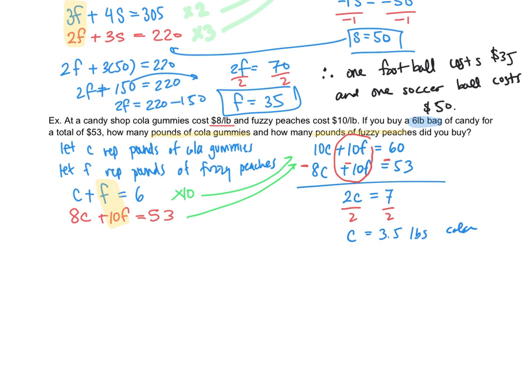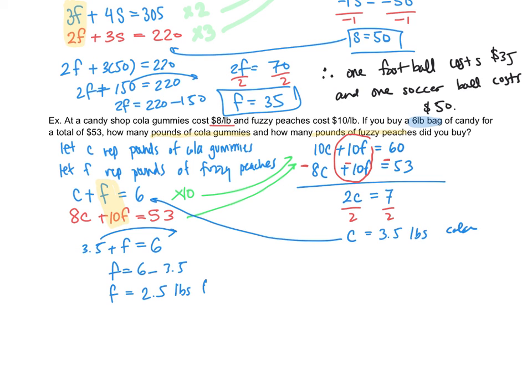And now I'm going to go into that top equation because it's a lot quicker. So instead of C, 3.5 plus F equals 6. Bring that 3.5 over. It becomes subtraction. And I get 2.5. So that's 2.5 pounds of the fuzzy peaches. Okay, and if I look at them, 3.5 pounds of cola, 2.5 pounds of fuzzy peaches, that is 6 pounds in total, so at least logically that makes sense. If I had gotten a negative number for one of these, that would not make sense at all because you can't have a negative weight.